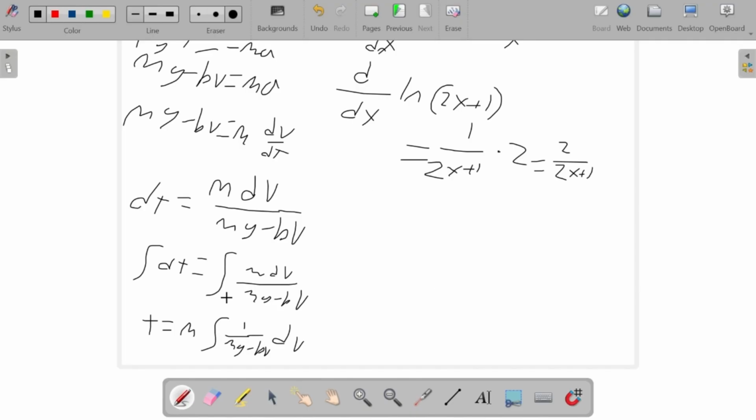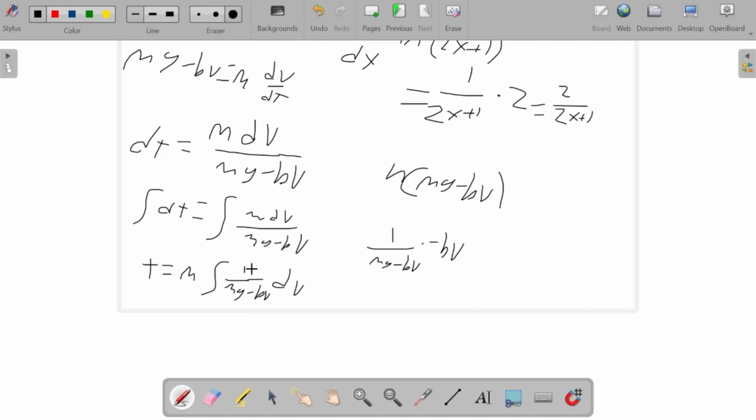1 over mg minus bv. Its original form is going to be natural log of mg minus bv. We can just plug this inside in there. But when you take the derivative of this, what you get is 1 over mg minus bv times minus b. We don't have a minus b here, so we're going to have to multiply by it. I am running out of space.